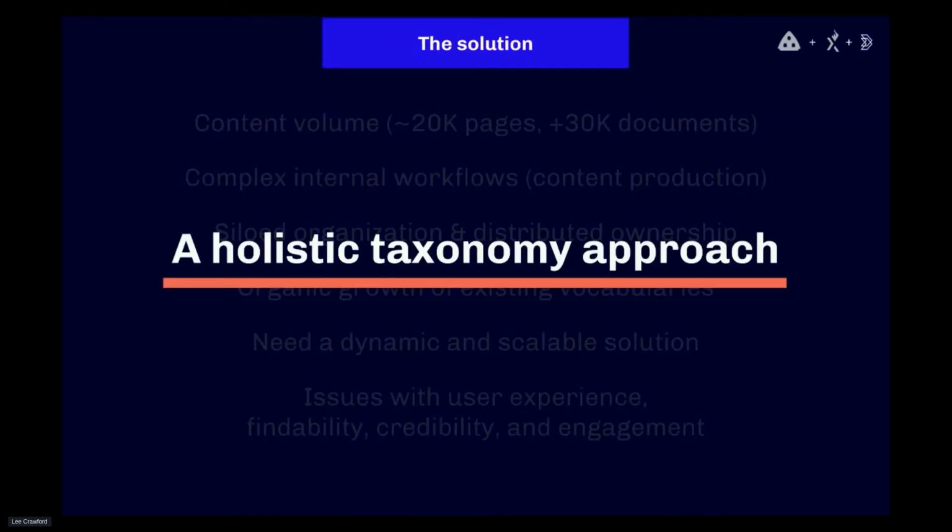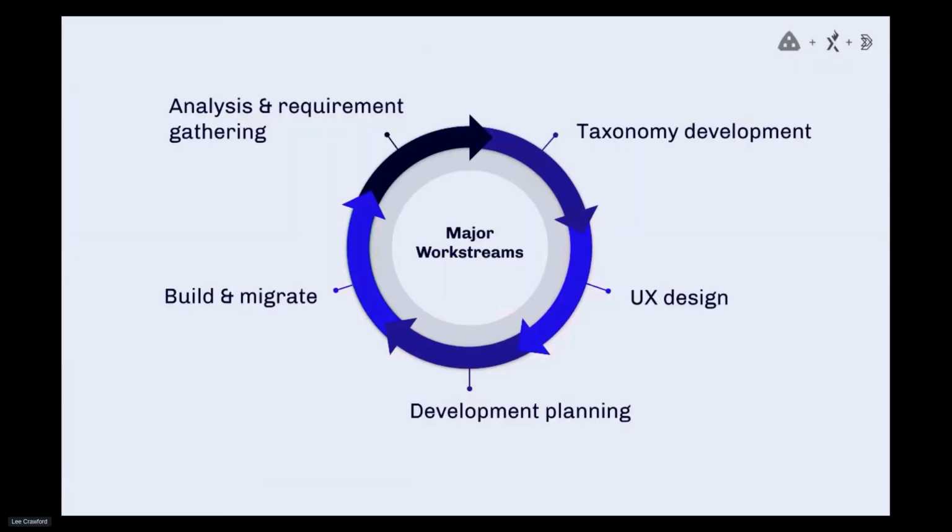Our solution was a holistic taxonomy approach. We needed to use a holistic approach to connect taxonomy, user experience, technology, and content migration work streams over the life of the project. We did this by maximizing collaboration, involving our different disciplines throughout an iterative cycle. We actually went around this circle a few times.